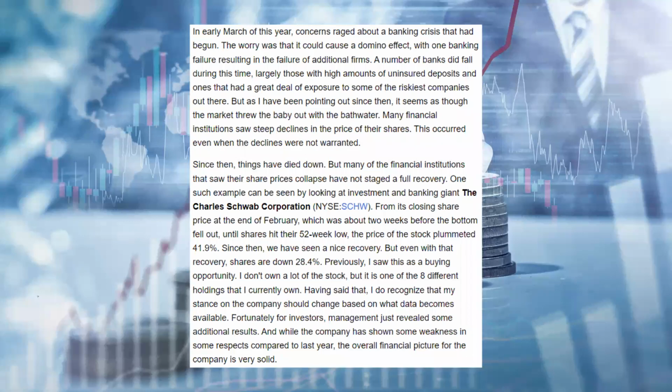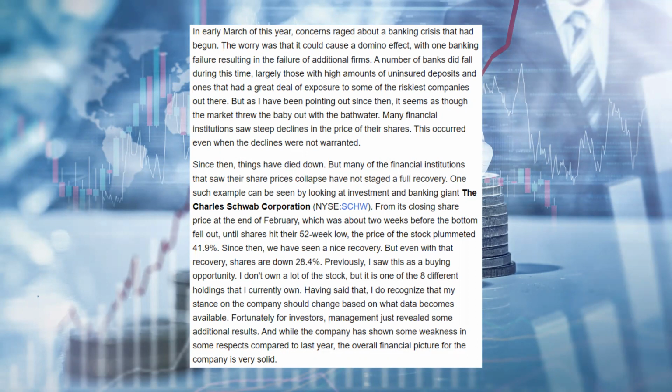Now, in early March of this year, concerns were raised about a banking crisis that had begun. The worry was that it could cause a domino effect, with one banking failure resulting in the failure of additional firms. And a number of banks did fall during this time, largely those with high amounts of uninsured deposits and ones that had a great deal of exposure to some of the riskiest companies out there. But it seems as though the market threw the baby out with the bathwater. Many financial institutions saw steep declines in the price of their shares, and this occurred even when the declines were not warranted. Since then, things have died down, but many of the financial institutions that saw their share prices collapse have not staged a full recovery.